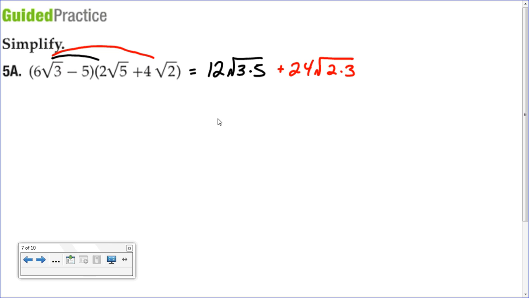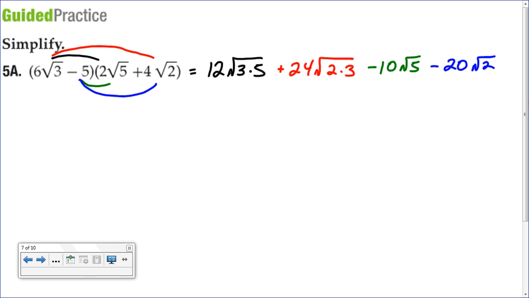Okay, first, outer, inner. I'm going to multiply these together now. Negative 5 times 2 root 5 is minus 10 root 5. And last, negative 5 times 4 root 2. Negative 5 times 4 is negative 20. Then my root 2. I'll simplify these, but you'll notice I don't have any second powers on any of these terms.